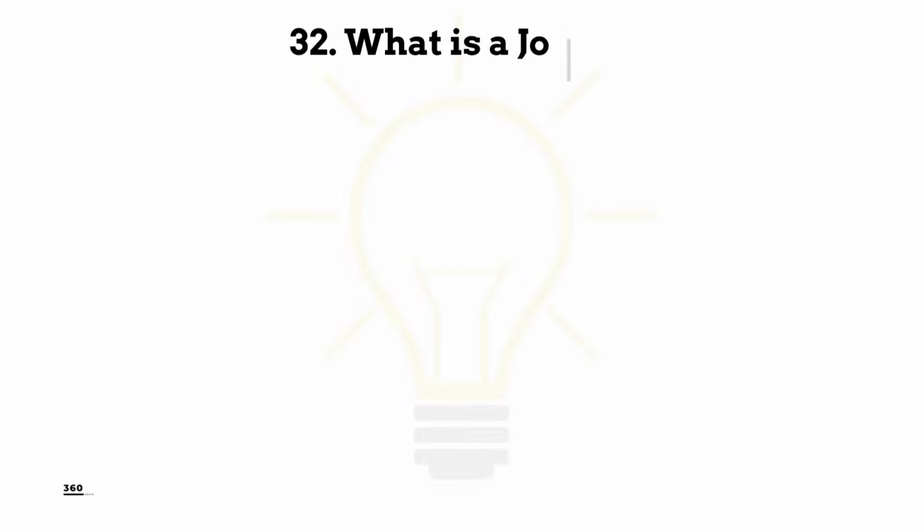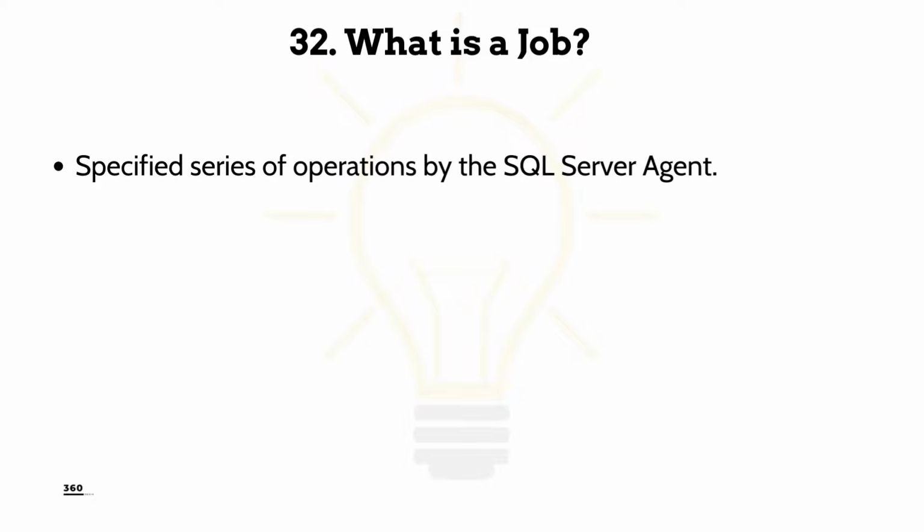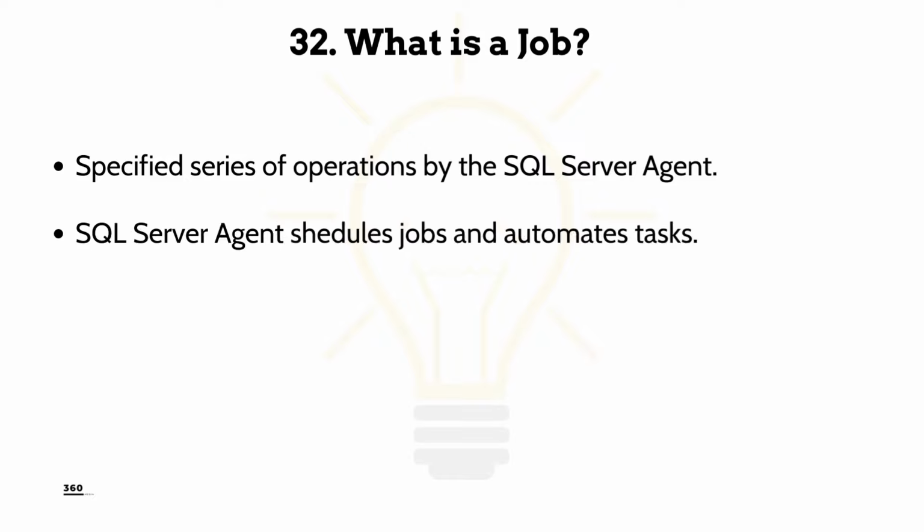On that note, let us look at what is a job in SQL. A job is a specified series of operations performed sequentially by the SQL Server agent. In the SQL Server agent, you can specify which operations you want to perform and also at what time. It also enables the user to specify the order in which these operations need to be executed. This amazing automation tool makes your life 10 times easier.